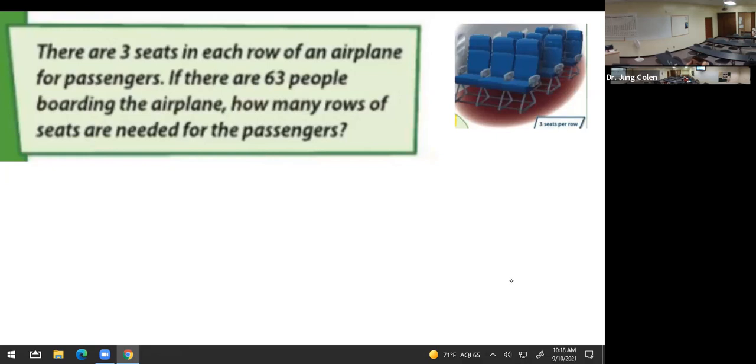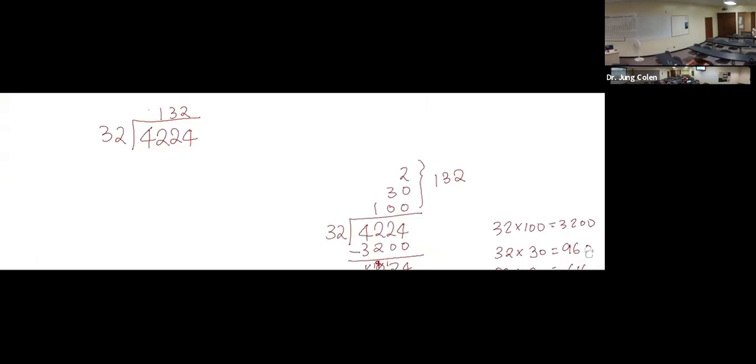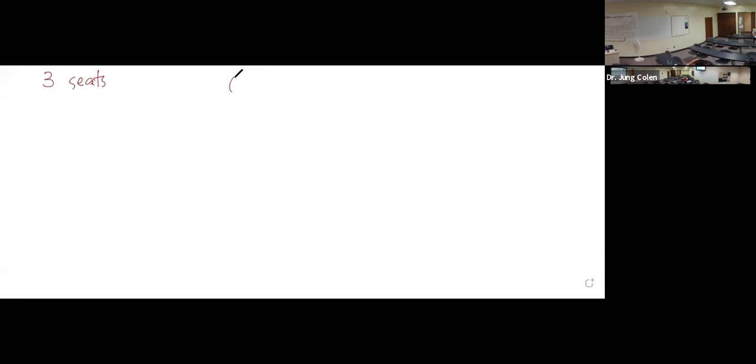And I will ask your strategy. So there are 3 seats in a row. That's a very small plane, isn't it? Can a plane have only 3 seats? A problem like this, I don't like it because in real life, you don't have that kind of situation much, right?